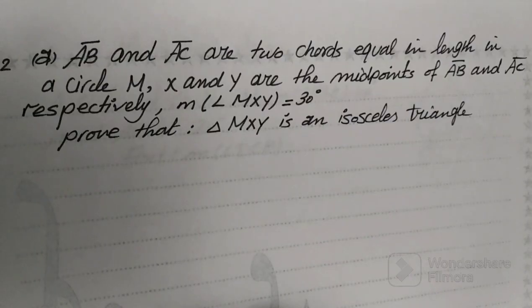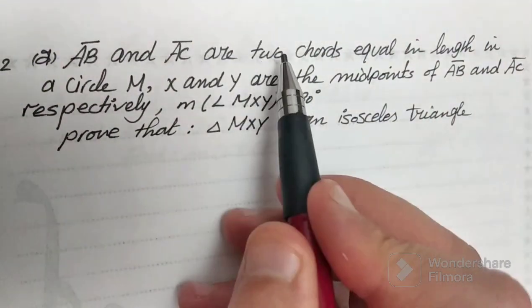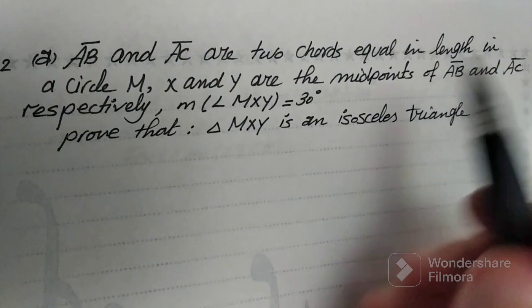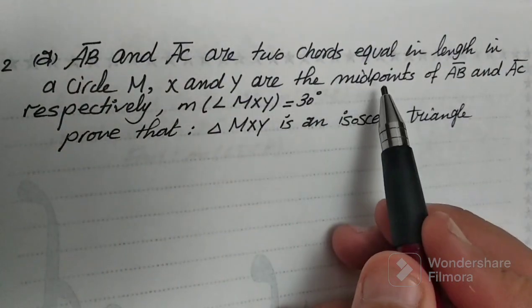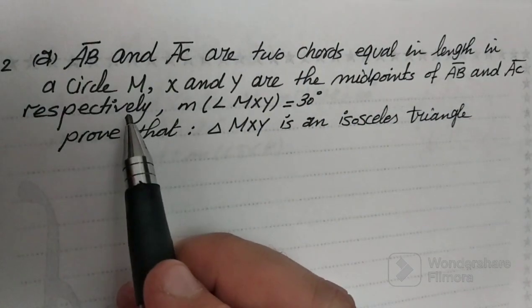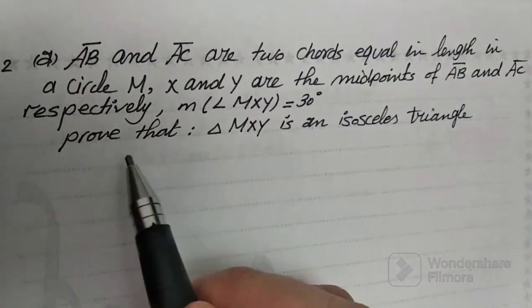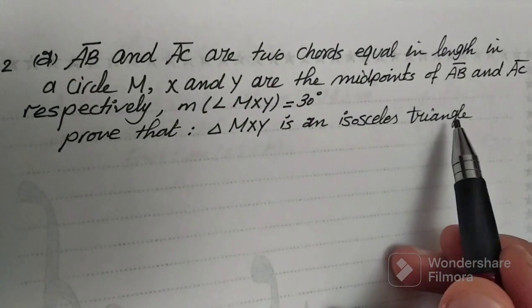Question number 2a. AB and AC are two chords equal in length in a circle M. X and Y are the midpoints of AB and AC, respectively. Measure of angle MXY equals 30. Prove that triangle MXY is an isosceles triangle.